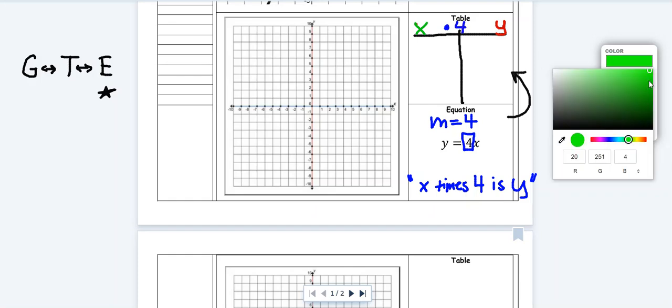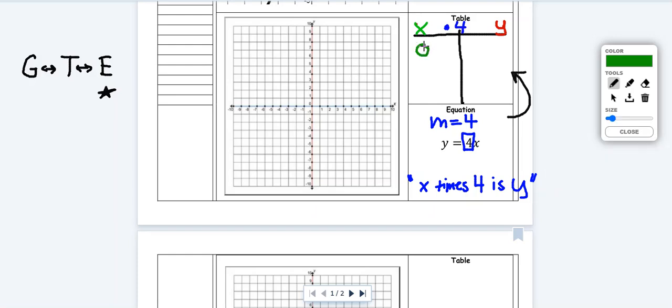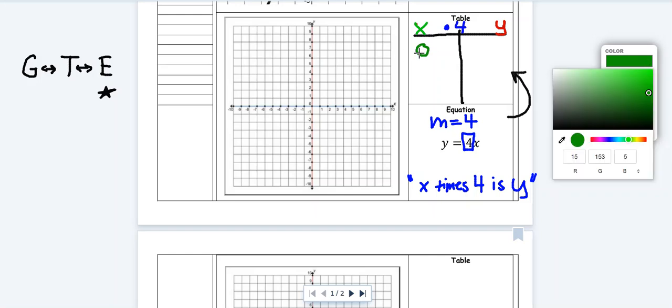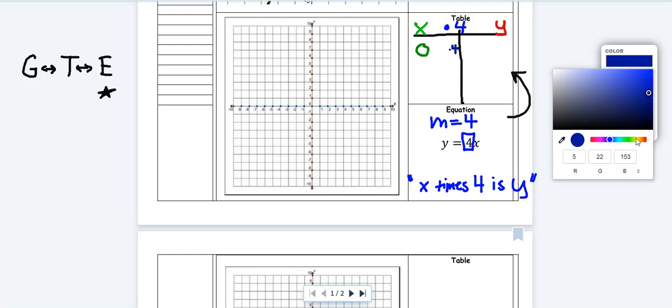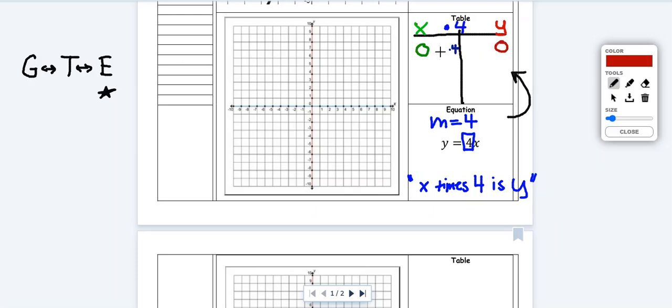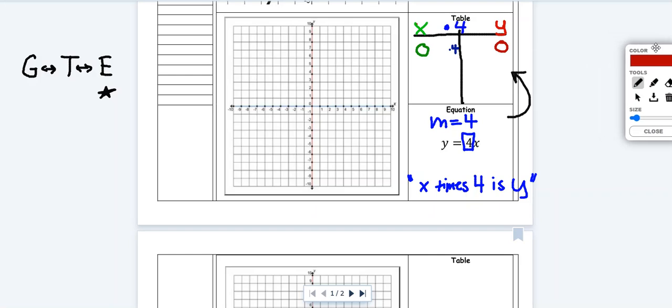So let's try putting in an easy value. It's better to stick with easy numbers because they're easier to graph and easier to work with. So when I put in a 0, if I multiply that by our slope, times 4, I'm going to get out 0. So our first point would be 0, 0.